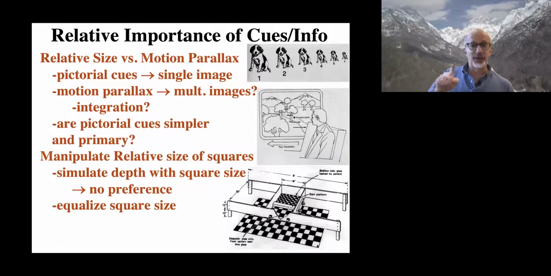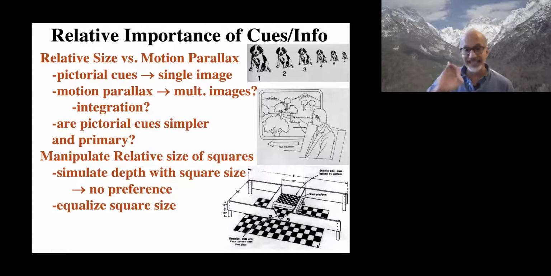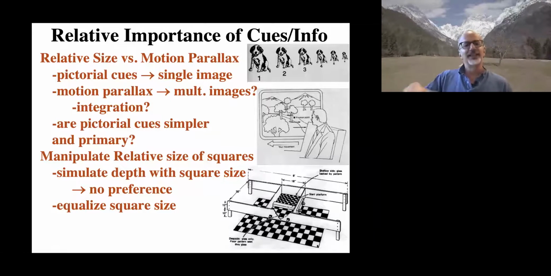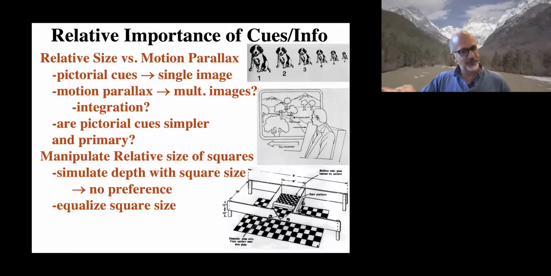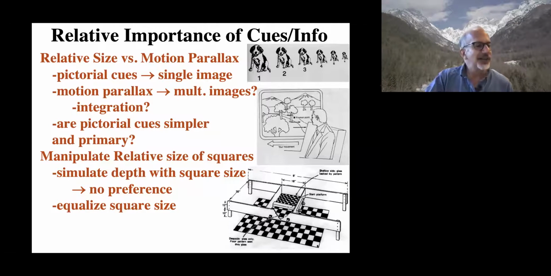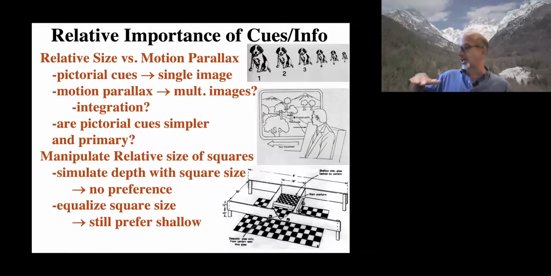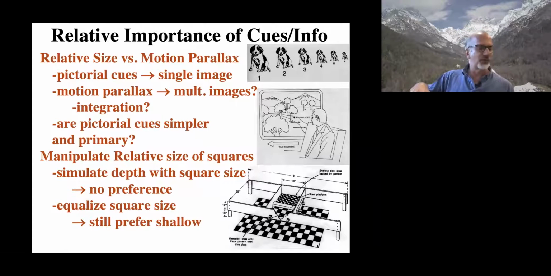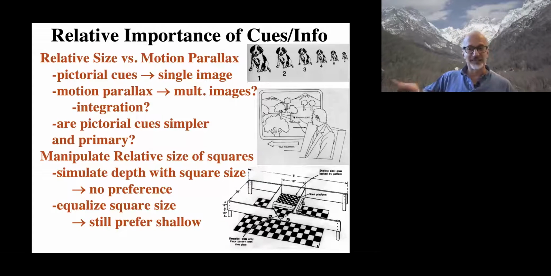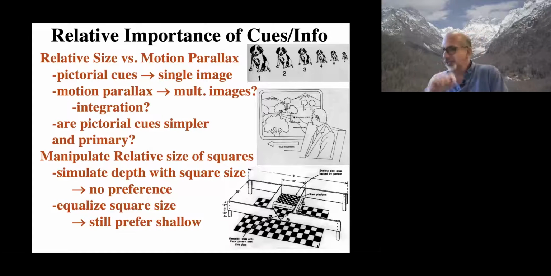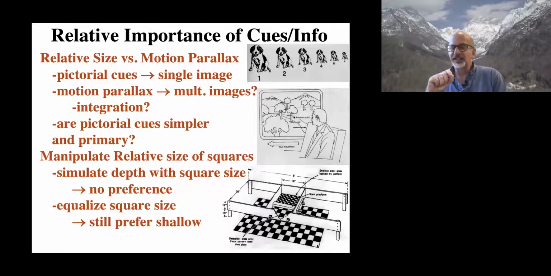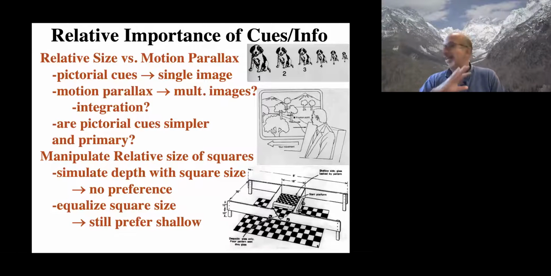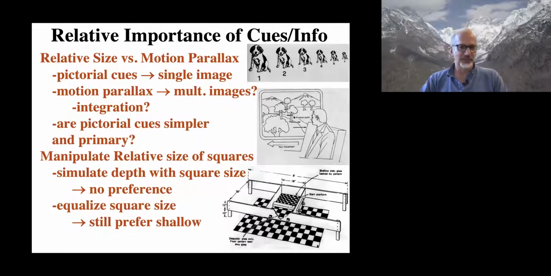But in fact, they do have a preference. They are not tricked by the relative square size into thinking that both surfaces are equally deep. Instead, they still prefer the real shallow side, even though it has smaller squares and is simulating depth. In fact, they won't go over the deep side, despite the same size squares. So what it suggests is that infants aren't fooled by relative size as a cue. It is not the primary cue for them, it seems.